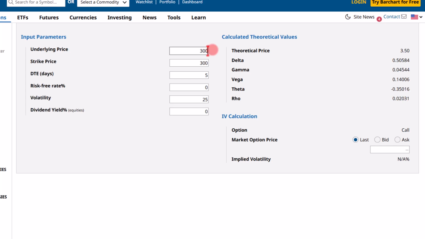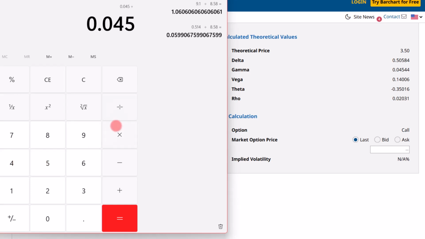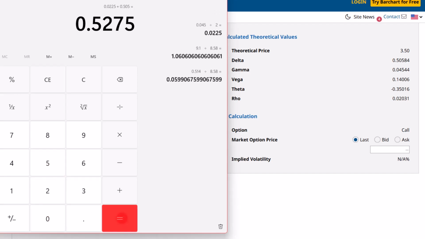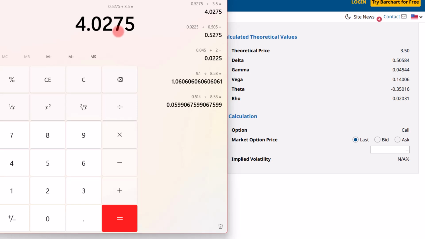So if we come back to 300, now let's take half of gamma and add it to our delta. So half of gamma is 0.045 divided by 2, about 0.0225. We're going to add it to 0.505, and that's going to give us, let's call it an effective delta of 0.5275. See, that's a little bit bigger than 0.505, and that's going to give us a little better approximation. So if I use this as my delta and add it to the current options price of 4, we get 4.027, or much closer to 4.03. But again, you have to say, it's a lot of effort.